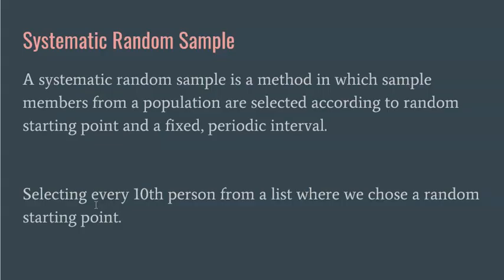The good thing here is that you could just use a list. You don't actually have to have the individuals in front of you. You could just have a list, and you could go from that list. So that's a really easy one. It is random, and it's easy. So a lot of people like systematic random samples because of that reason.